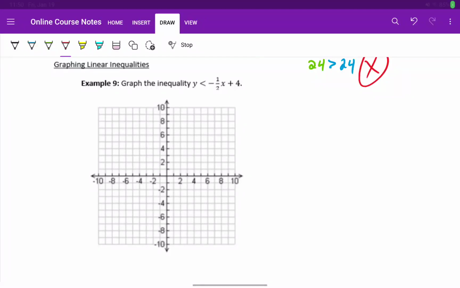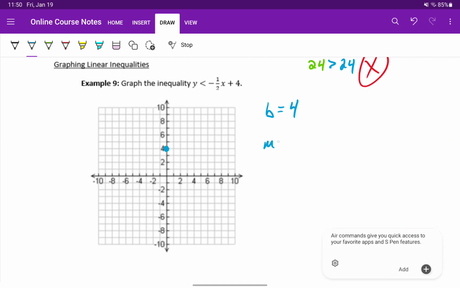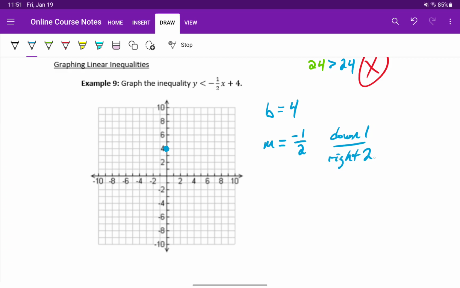In order to graph linear inequalities, we can start off in a similar manner to what we did with linear equations. Notice that this is still something of the form mx plus b. So we can still look at that value for b, which in this case is 4, giving us the y-intercept of (0, 4). And we have a slope of negative 1/2, which means to get to that next point, we'll go down 1 and to the right 2.